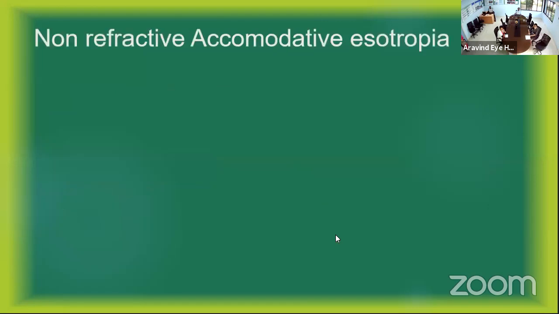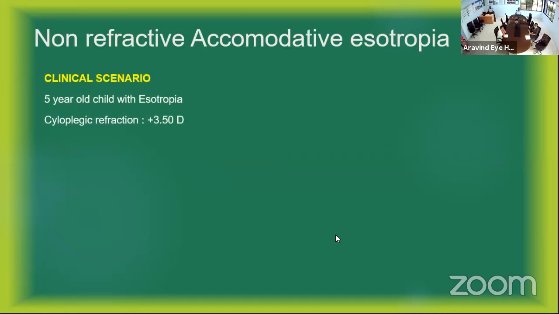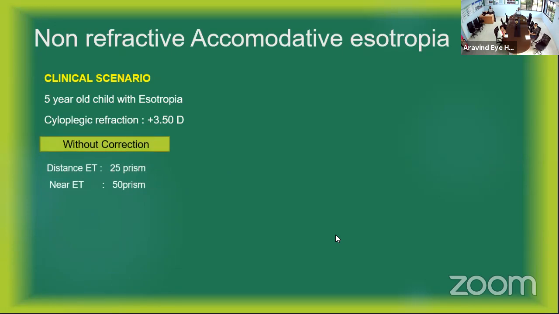So now we'll come to the second entity, which is non-refractive accommodative esotropia. Here also we will see a case scenario. A 5-year-old child with esotropia presents, then you do a cycloplegic refraction, it comes to around +3.50 diopters. Without the glasses, you see there is a distance ET of 25 and a near ET of 50 prisms.